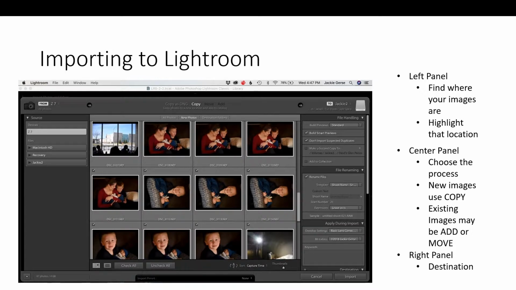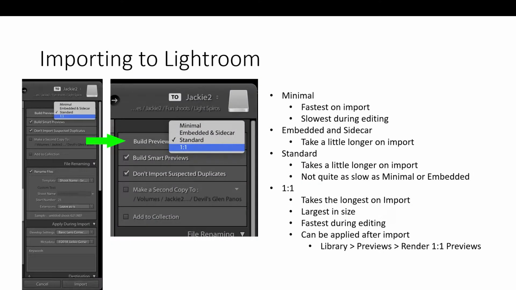So let's go through and keep going on this interface. And then the right-hand column is the destination column. So the right-hand side of this panel is the destination. We're going to go through here in just a second, and explain each one of these on the right-hand side. So the first window up here, this is the first thing. It says File Handling. And when it's open, the very first thing, it says Build Previews.